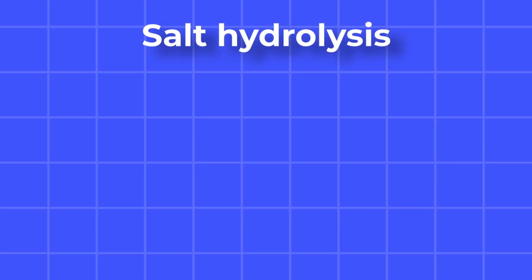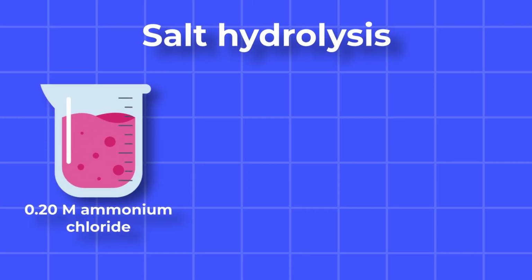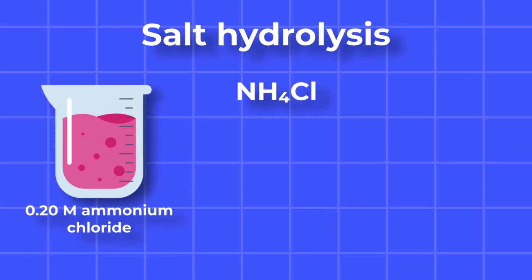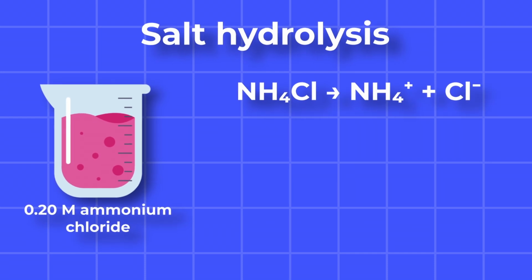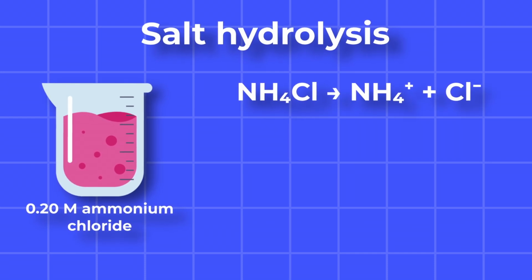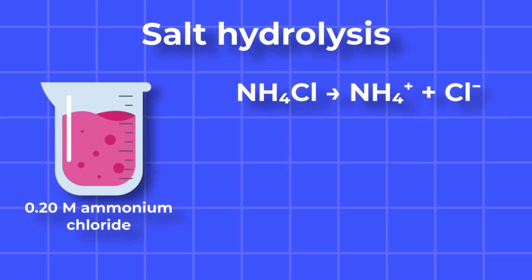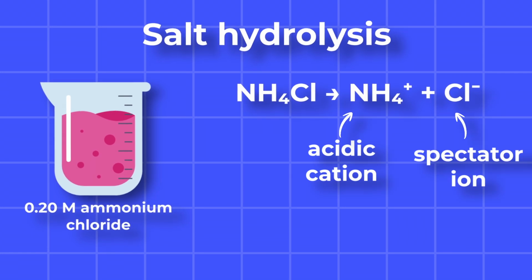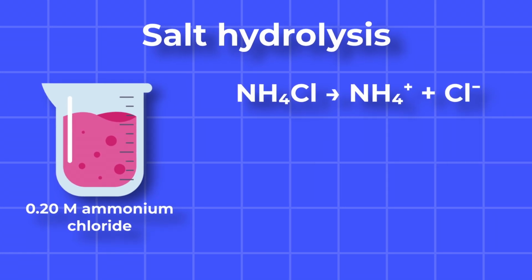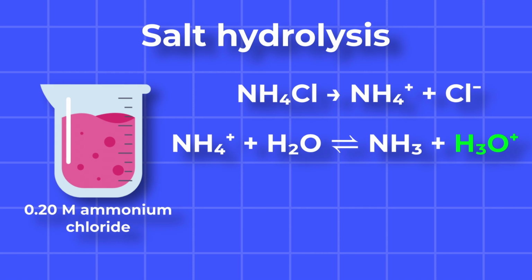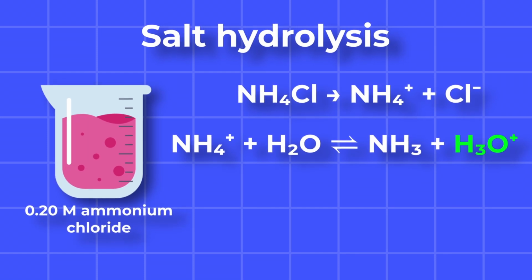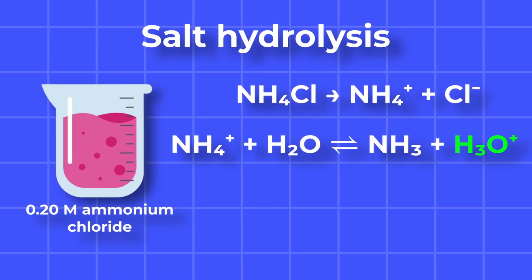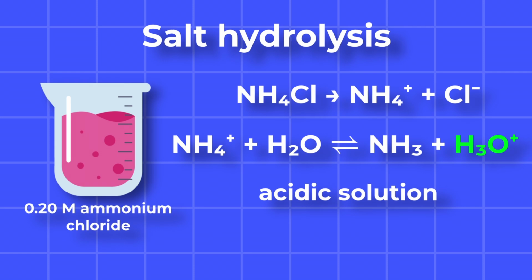Let's deepen the strategy with a salt example. Ammonium chloride dissociates to give the ammonium cation NH4+, and chloride anion Cl-. Chloride anion is the spectator ion here. The ammonium cation donates a proton to water and produces the hydronium ion. That means this solution is acidic.